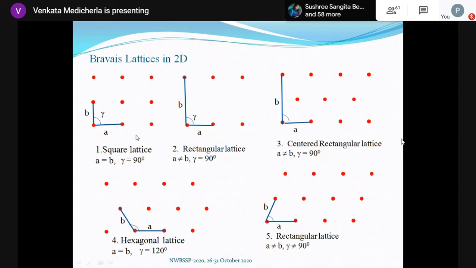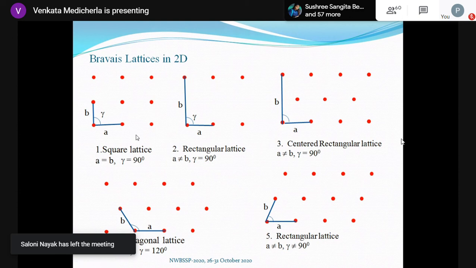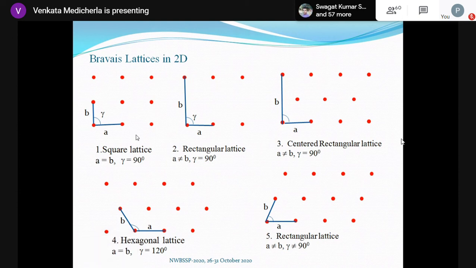The dimensions are different, but it still looks like a square. Because if you connect the diagonals of the square, you will get actual 4 squares again. You know that. That's why putting a point at the center of the square lattice will not give you any new lattice, whereas in the rectangular case, you get a new lattice. So these are the only possibilities. Please correct the fifth one. By mistake, I have written rectangular lattice. That is wrong. It should be oblique lattice.